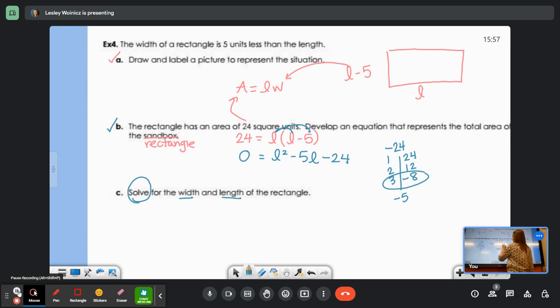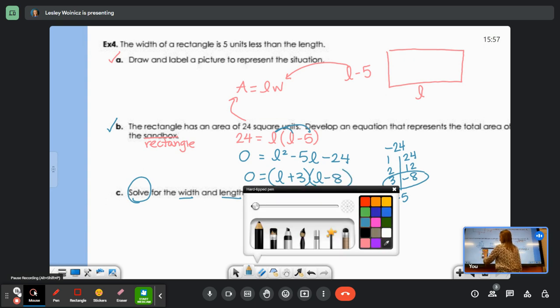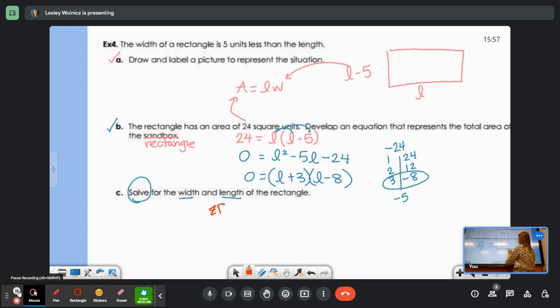Okay, so that gives me 0 equals my length plus 3 times my length minus 8. I'm ready for my ZPP. Okay, so I set each of my little equations equal to 0, L plus 3 equals 0, and L minus 8 equals 0. So if I'm doing this in my head, I can see that my L's are going to be a negative 3 and a positive 8. Okay, I know that my length cannot be a negative number, so I know that the length has to be an 8.